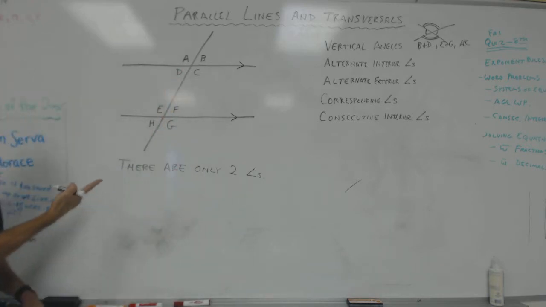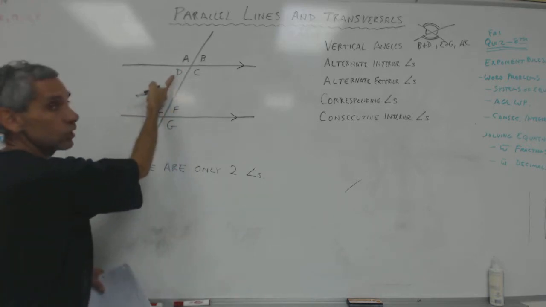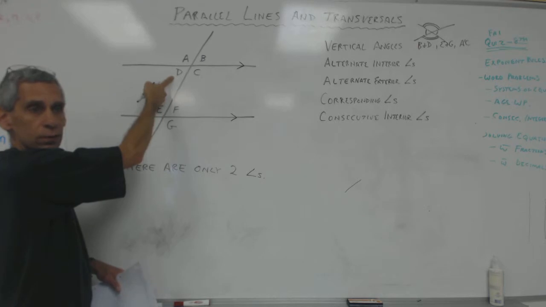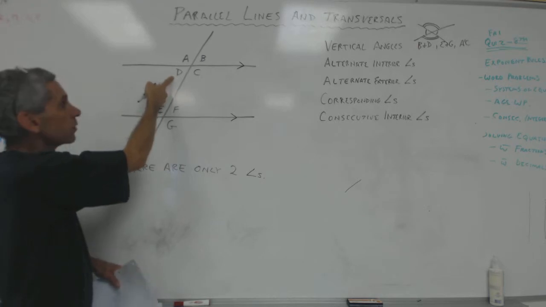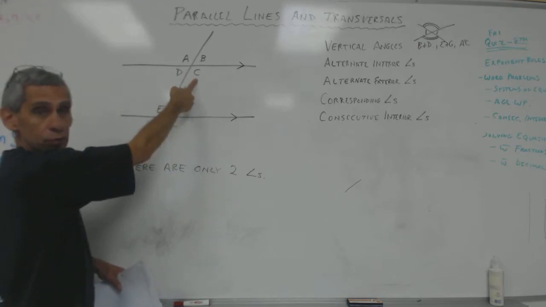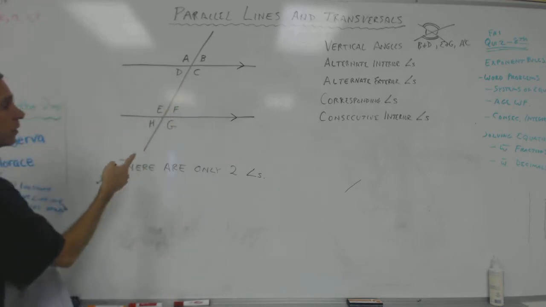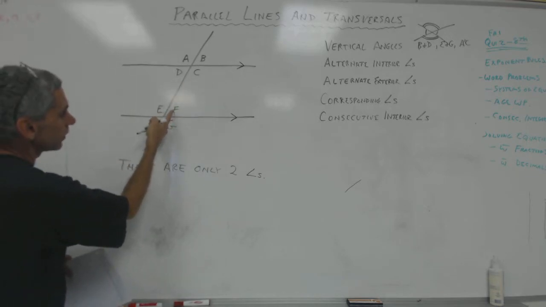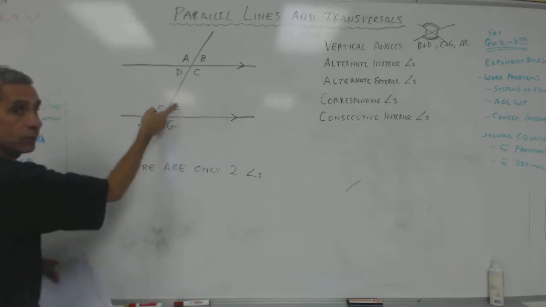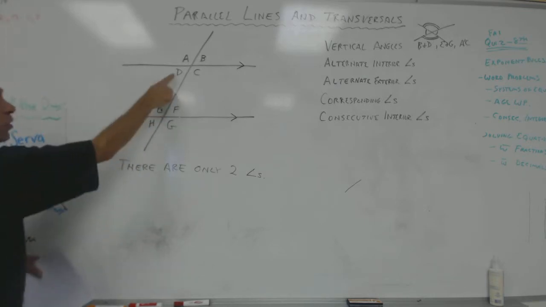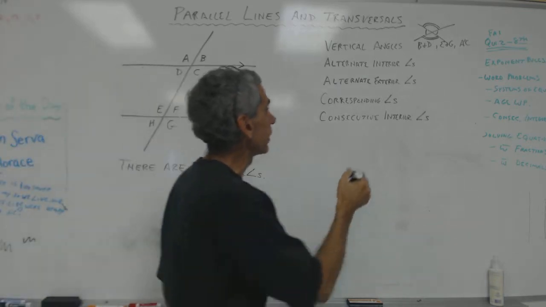There's only two angles in this entire thing. This is an acute angle. What do I mean by acute? Less than 90 degrees. And this is an obtuse angle, greater than 90 degrees. So you can tell these are acute, that's acute. They have to be the same angle. Alternate interior. Okay, so let's write down alternate interior.